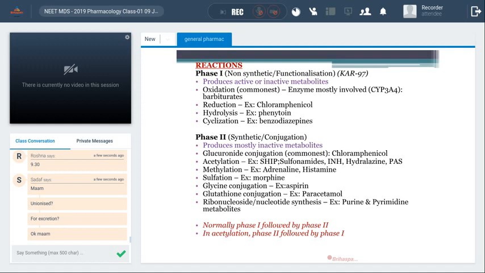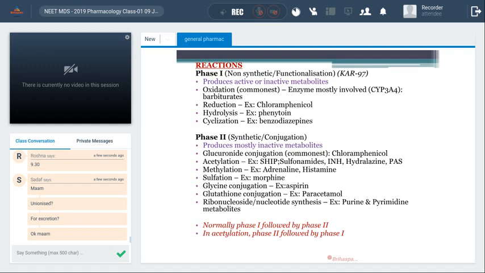Now what happens in phase 2 is the drug combines with a certain metabolite, and the drug becomes a part of that metabolite. For example, glucuronide conjugation: a drug called chloramphenicol undergoes glucuronide conjugation, whereby it becomes chloramphenicol glucuronide, a new compound formed after glucuronide conjugation. Similarly, every drug will produce a new compound after phase 2 metabolism.